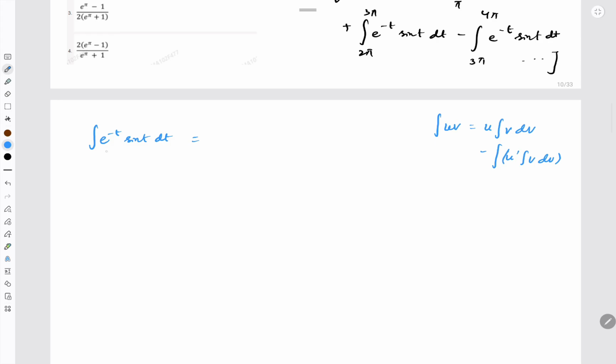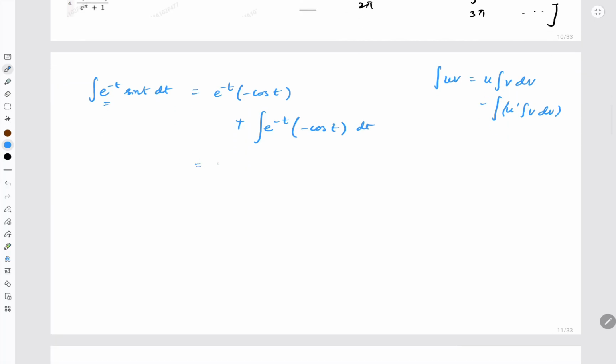So the first function here is e power minus t, so I can take e power minus t outside. E power minus t, integration of sine is minus cos, right? Minus, integration of e power minus t is minus e power minus t, so plus e power minus t, and integration of v is minus cos t again, dt. So e power minus t cos t, I can take this minus sign outside: minus e power minus t cos t dt.